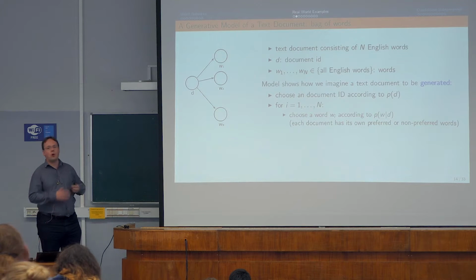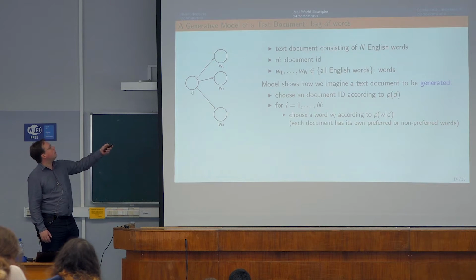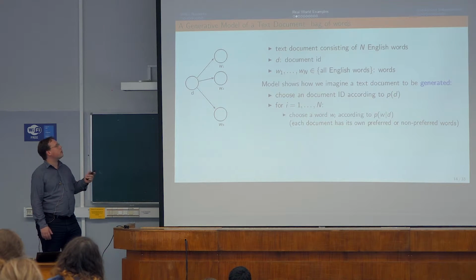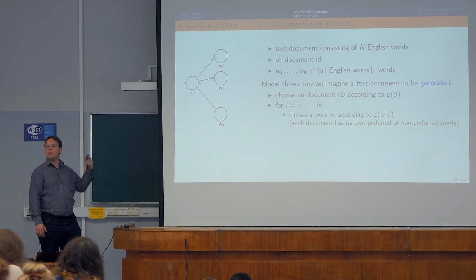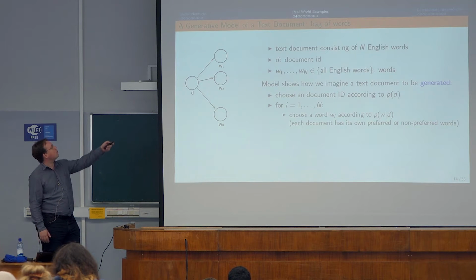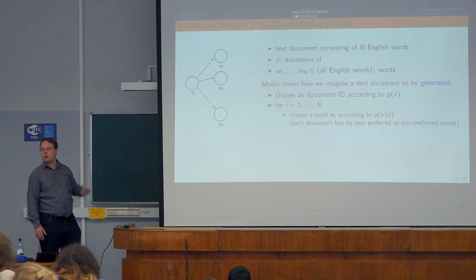So the distribution of a whole document, if you remember, how does the distribution of this look like? It has to be a product over the individual variables conditioned on the parents. Right? So the probability is the probability of the document ID, which doesn't have a parent, multiplied with the probability of the first word conditioned on the document, the second word conditioned on the document, up to the last word conditioned on the document.